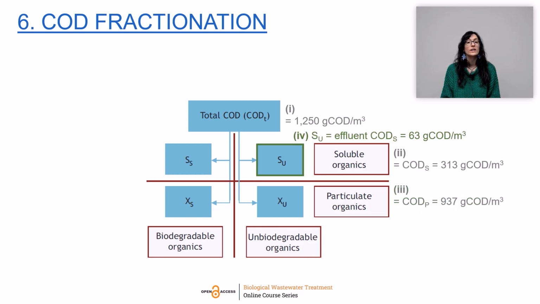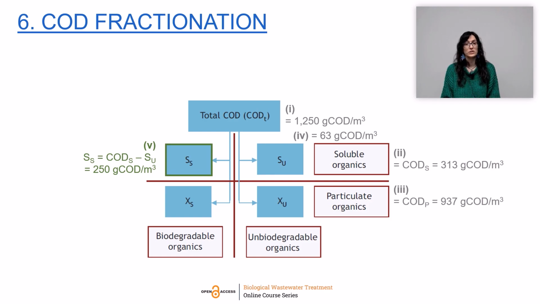Then we can calculate the unbiodegradable soluble COD by assuming that it will be equal to the COD concentration in the effluent. Here we are basically assuming that the plant is able to remove all the soluble biodegradable COD, and what is left is only the unbiodegradable fraction. Once we know the soluble COD and the unbiodegradable fraction, we can calculate the biodegradable part as the difference between one and the other. By the end of this step, we have completely characterized the soluble COD fractions. So let's go now into the particulates.